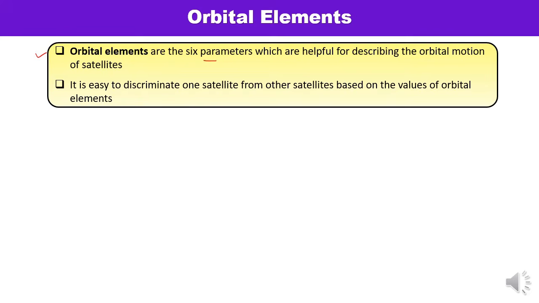And it is very easy to discriminate one satellite from other satellites depending upon the values of the orbital elements. I hope you now understand. If you have the set of 6 parameters which are the orbital elements of one satellite, and the orbital elements of the other satellite, then you can easily discriminate both satellites.